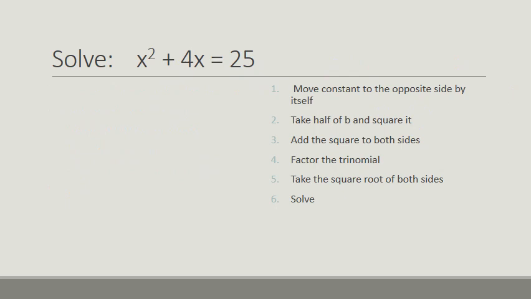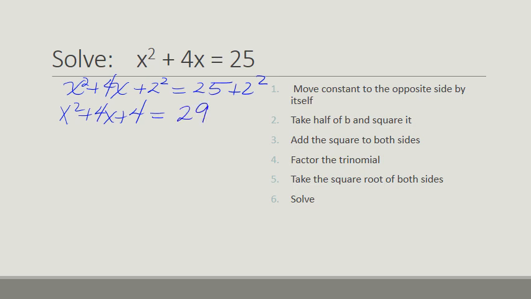All right, so what we're going to do, we've already got the constant moved to the other side. So what I'm going to do is I'm going to take half of 4 and I'm going to square it. So half of 4 is 2 and I square it. Since I add it to this side, I have to add it to the other side. So I get x squared plus 4x plus 4 equals 25 plus 4 is 29.